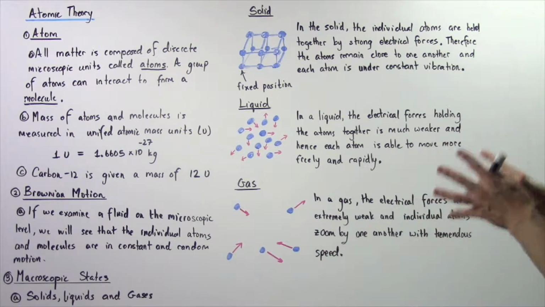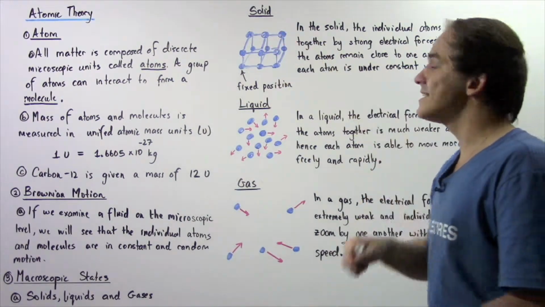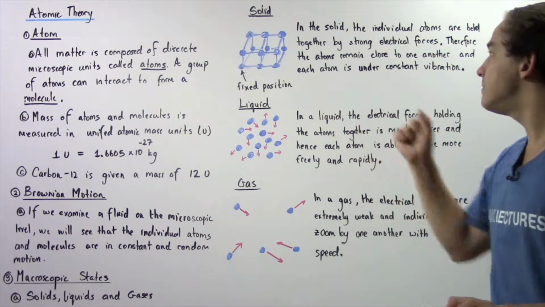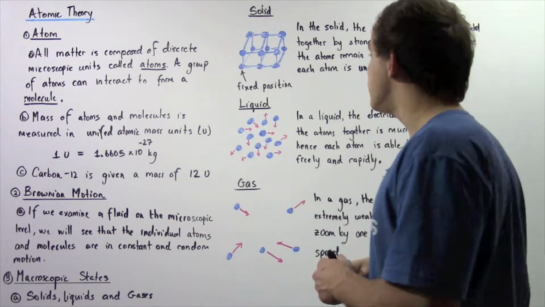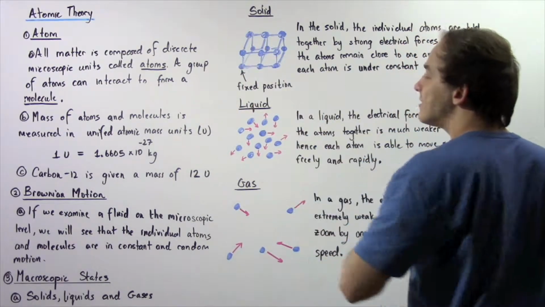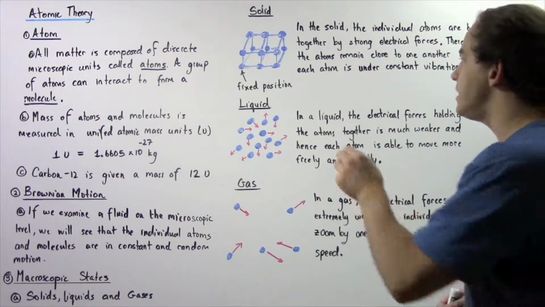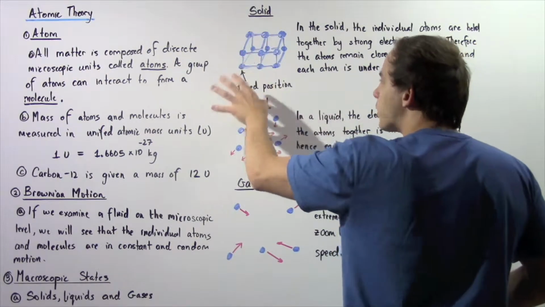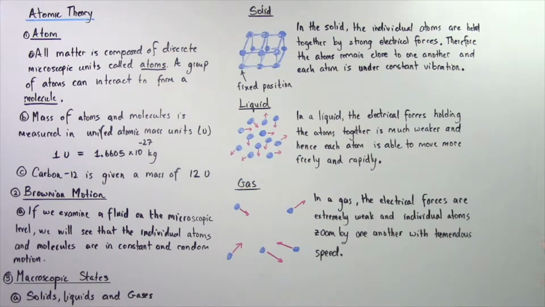Now, because of these relatively strong electrical forces, the atoms and molecules found inside the solid object remain close to one another, and each atom and molecule is under constant vibration or oscillation. So, if we examine, for example, this atom or molecule found inside the solid, we'll see that its position is relatively fixed. What that means is, even though it oscillates or vibrates back and forth, it vibrates about a fixed equilibrium position. Now, let's move on to liquids.